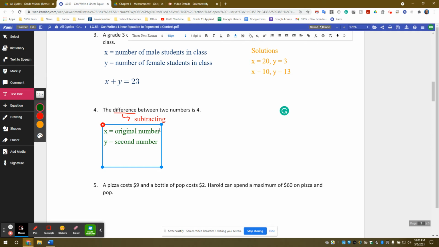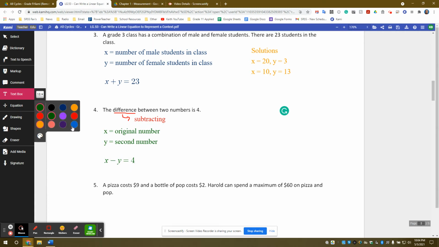Now, if the difference is 4, that means we're taking the original minus our second number, and that's going to equal 4. So our equation is x minus y is equal to 4. It's kind of a combination, but now we're subtracting. In this case, we know that x is always going to be bigger than y, but there could be all sorts of different solutions that come out of this one.